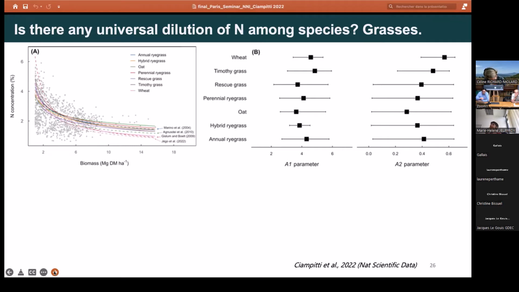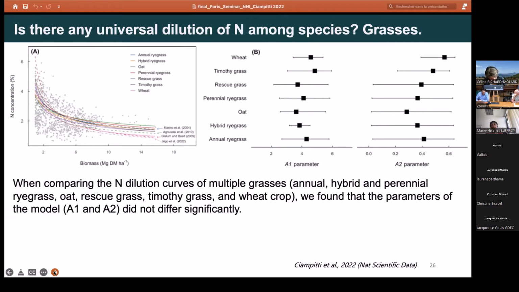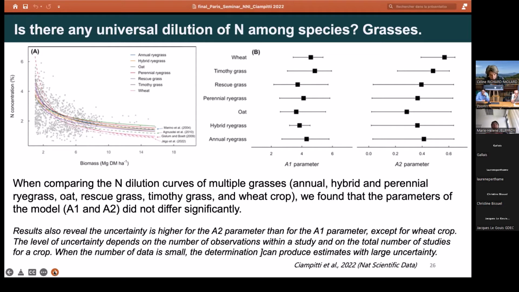And when you look at the parameters of the models, they are very similar. When we compare the dilution curve parameters, A1, A2, or using the path AB, we found that the parameters of the model did not differ. Of course, in many situations this reveals uncertainty, because in many cases the data quality is not the best, except for wheat, probably.